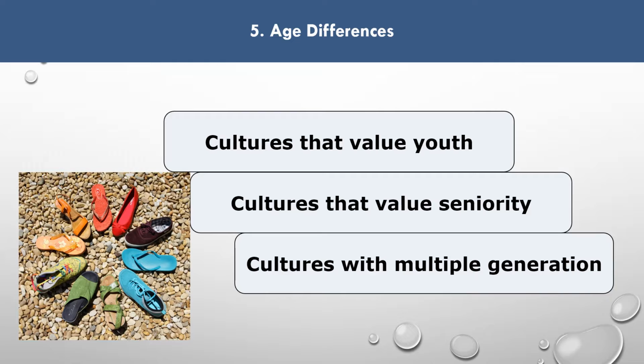Age differences. Cultures that value youth. In some cultures, youth is associated with strength, energy, possibilities, and freedom. Cultures that value seniority. Age is often associated with declining power and a loss of respect and authority. In contrast, in cultures that value age and seniority, longevity earns respect and increasing power and freedom.